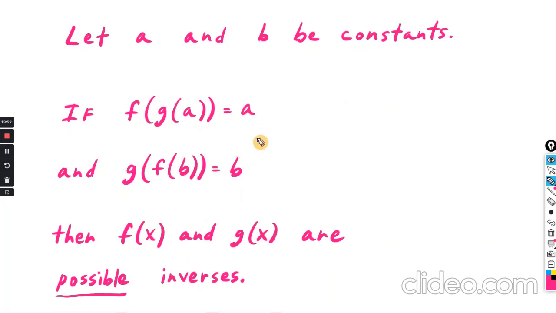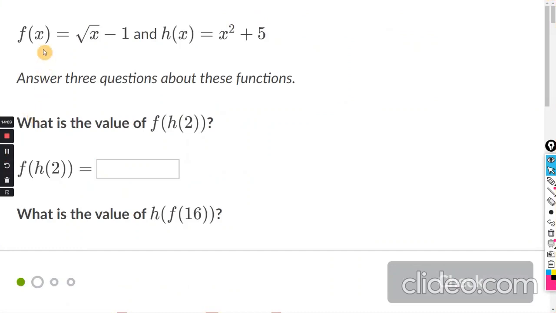If these are not true, if either one of these are not true, then they are definitely not inverses. So let's take a look at an example. All right, so we have two functions, f of x and h of x. They want us to find f of h of 2 and h of f of 16. All right, so let's do that.